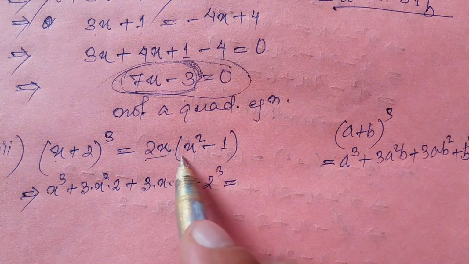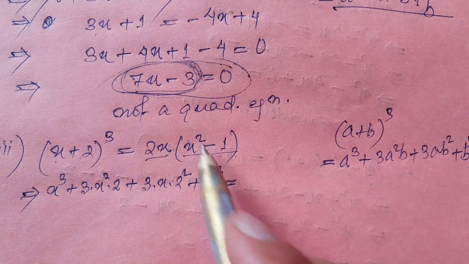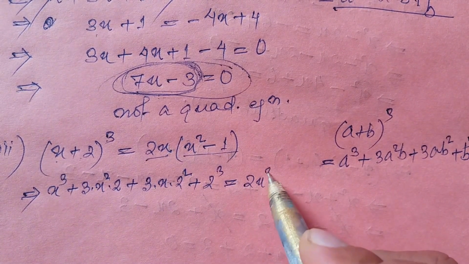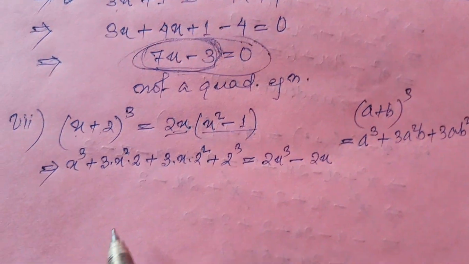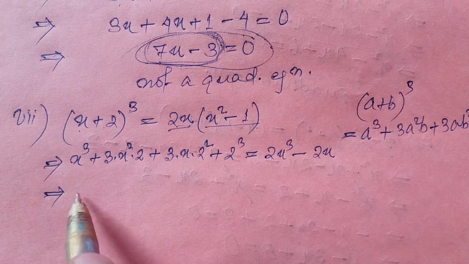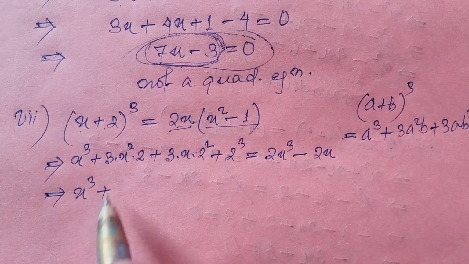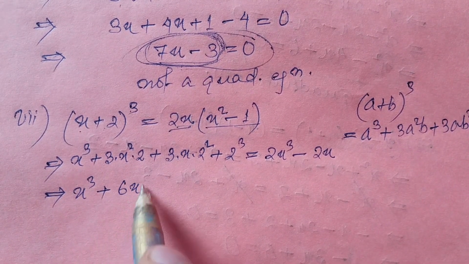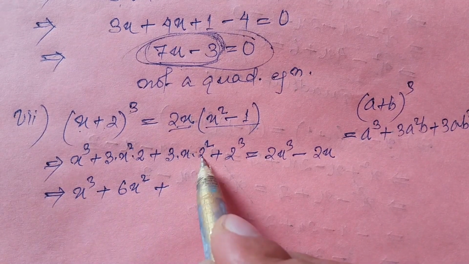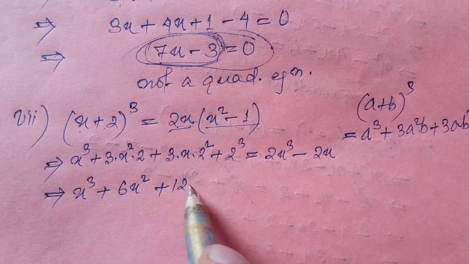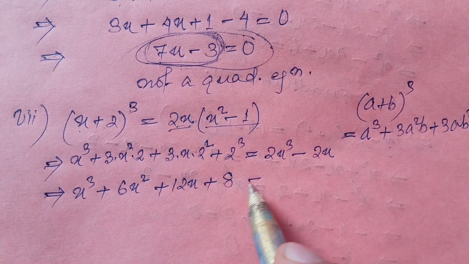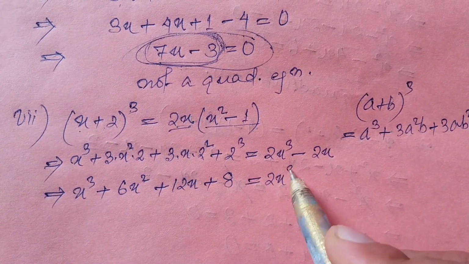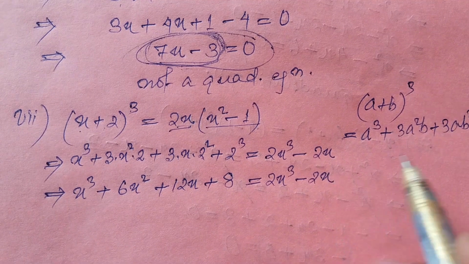side again we will multiply here. 2x into x square is 2x cube minus 2x into 1 is 2x. Now this is x cube plus 3 into 2 is 6, 6x square. Now here 2 square is 4, 4 threes are 12x, and 2 cube is 8. Now this is 2x cube minus 2x.